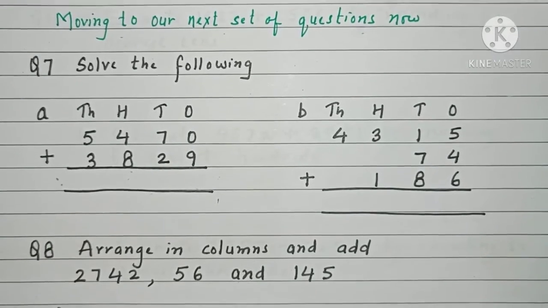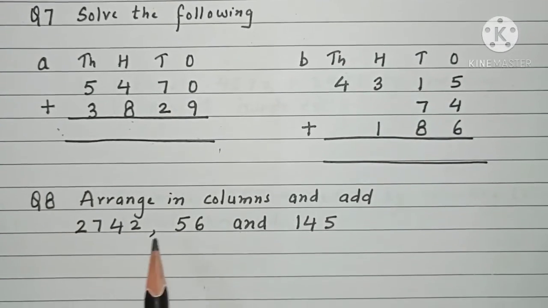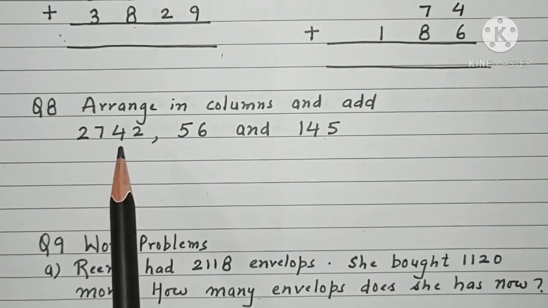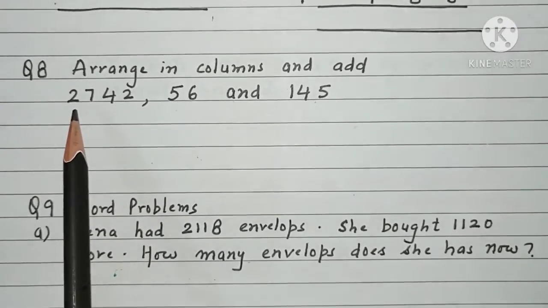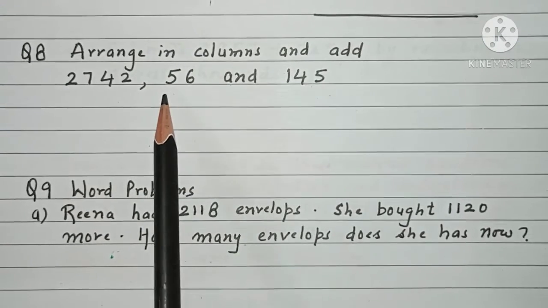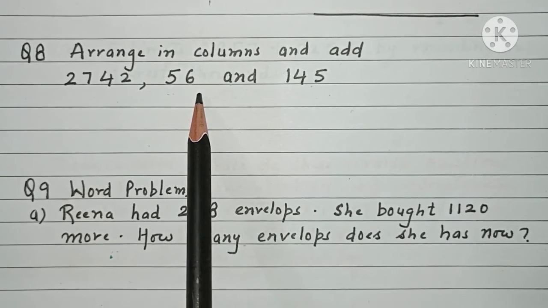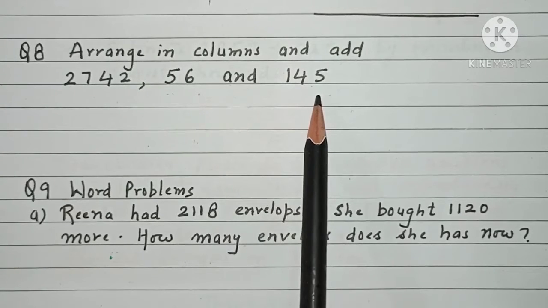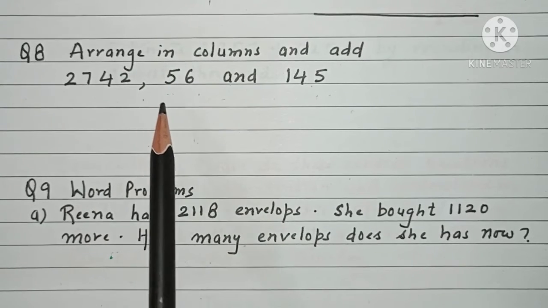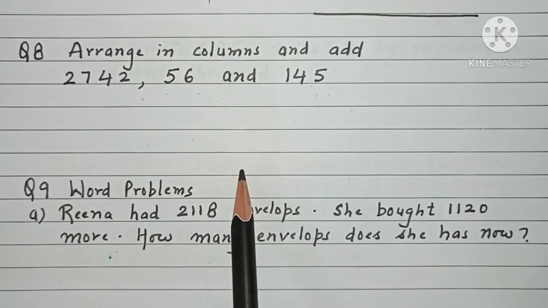In question number 8, you have to arrange the given 3 numbers in columns and then add. Now fine children, as you can see, we are having a 4-digit number, a 3-digit number, and a 2-digit number also. So first of all, put the heading as ones, tens, hundreds and thousands, and then arrange the digits in columns.